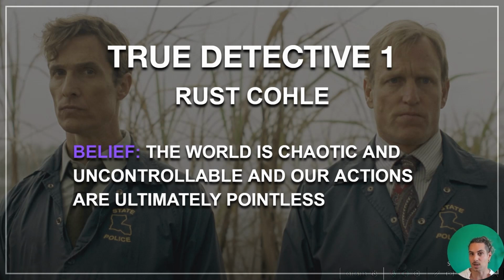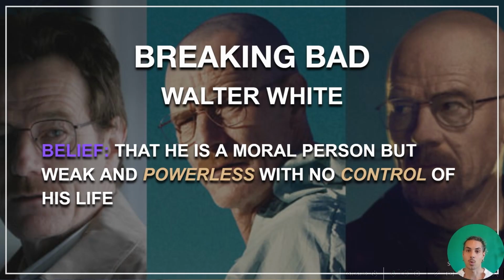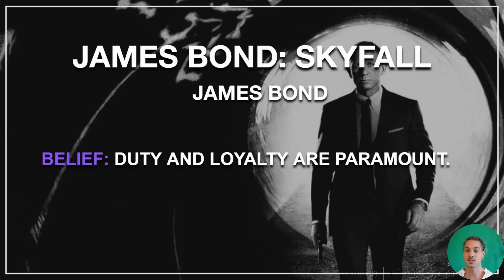In True Detective, Rust Cole holds the belief at the beginning that the world is chaotic and uncontrollable, and our actions are ultimately pointless. In Breaking Bad, Walter White initially believes that he is a moral person, but somebody who is weak and powerless with no control of his life, which is why Walter's need is control and power. And that's all in service of exploring the theme, the corrupting nature of power and control. These things you're now seeing all plugged together like puzzle pieces. In Skyfall, James Bond's belief is that duty and loyalty are paramount, and that is the thing that, as someone with a flat arc, he never sways from and champions throughout the story.